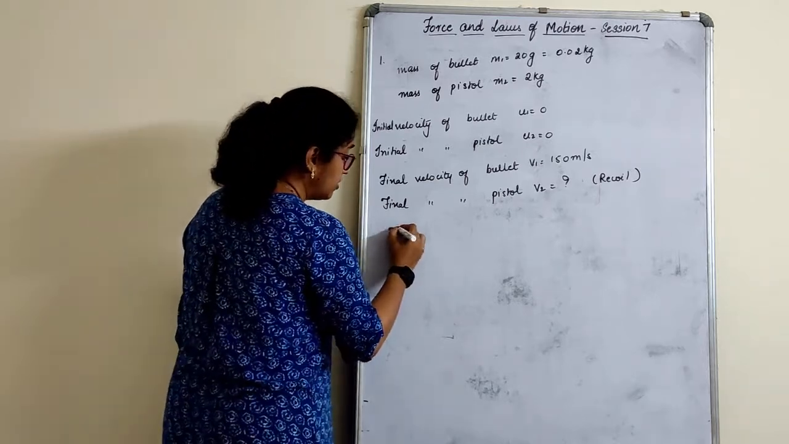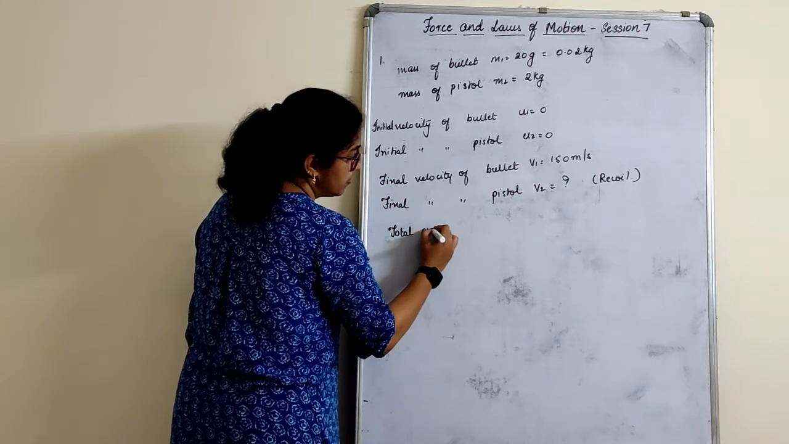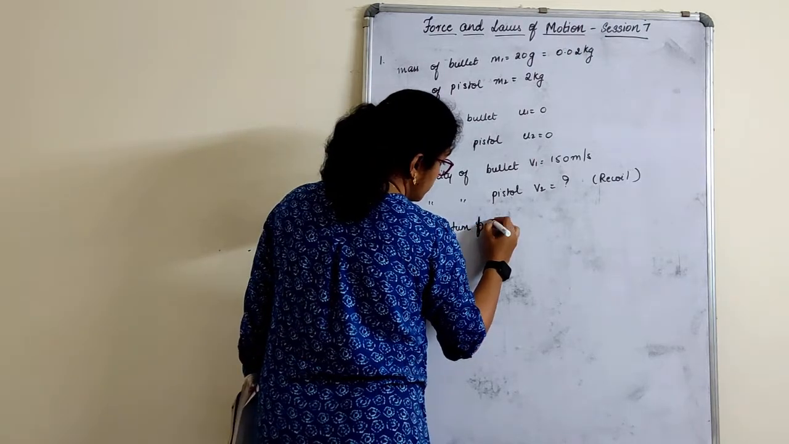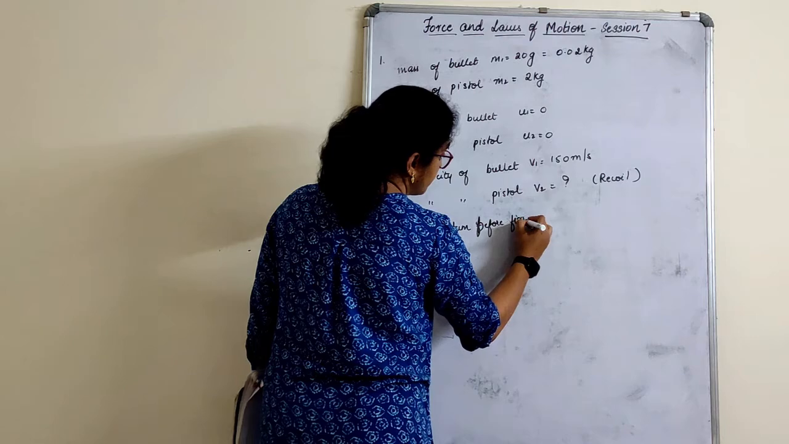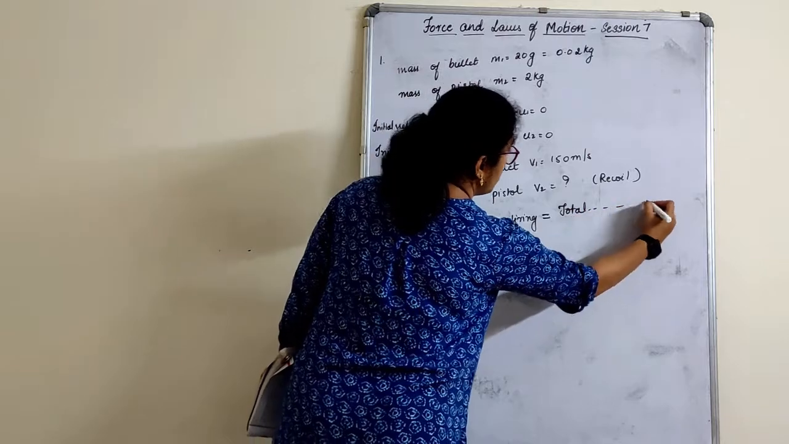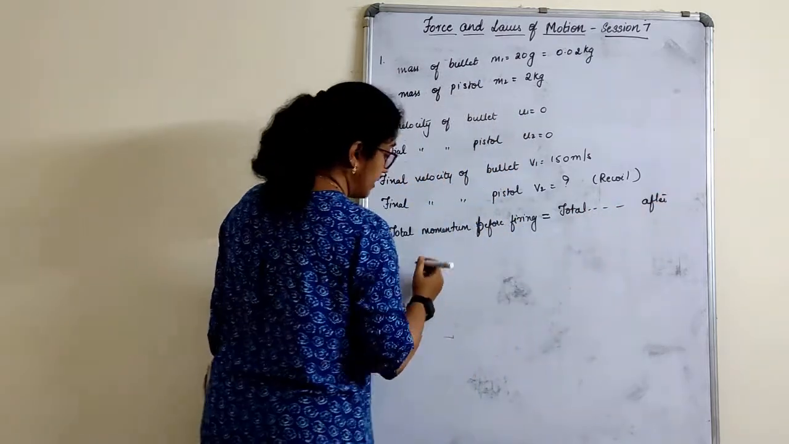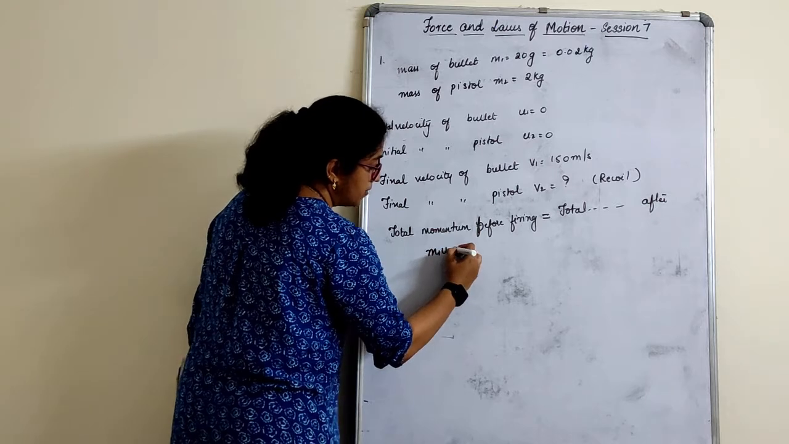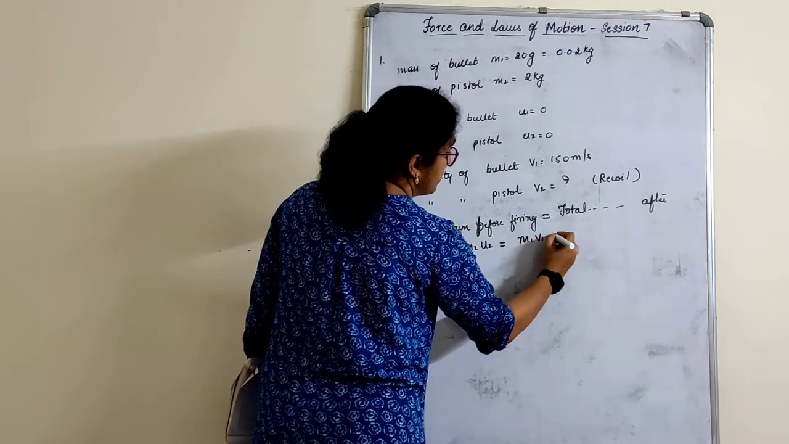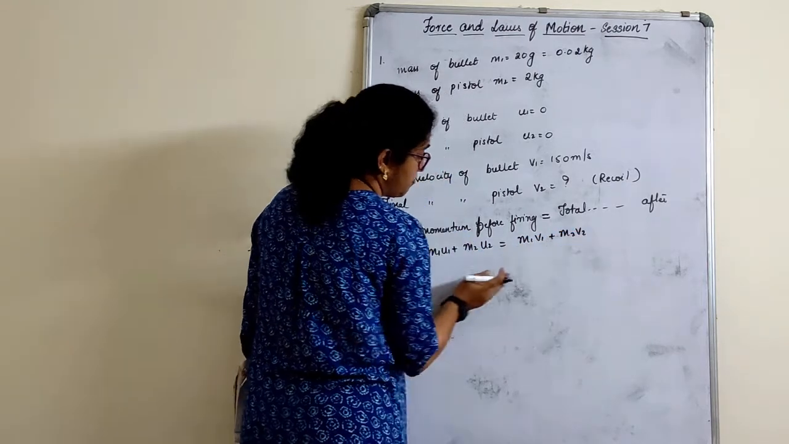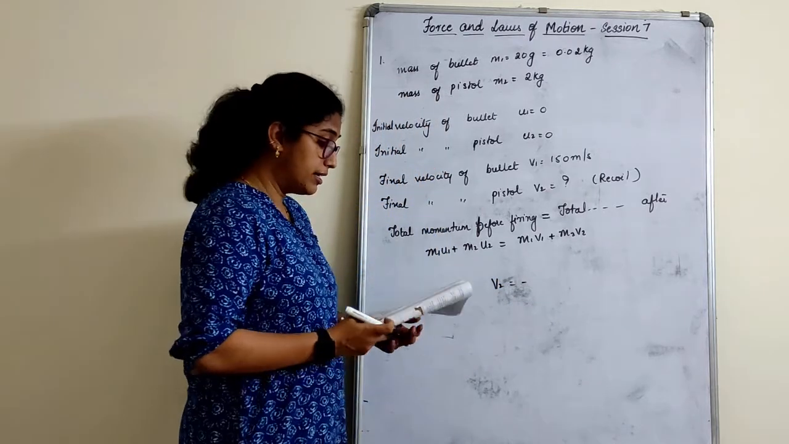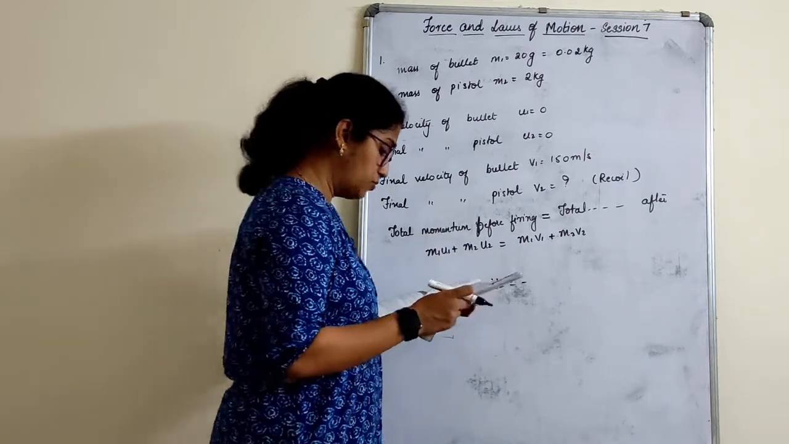So what will we write here now? Total momentum before firing is equal to total momentum after firing. You have to write that. What is the formula? M1U1 plus M2U2 is equal to M1V1 plus M2V2. Substitute in this and you will get V2 value as negative. This part you will complete. Answer I will tell you what it will be.